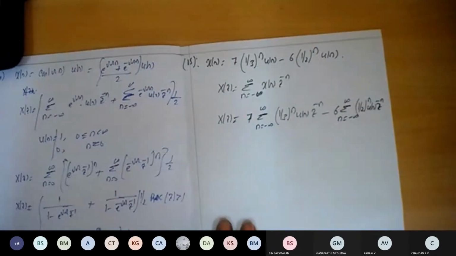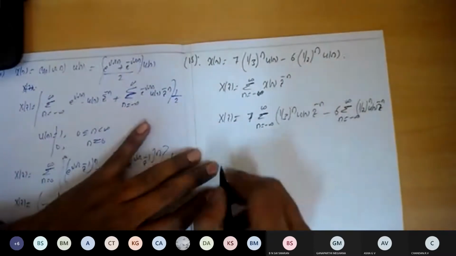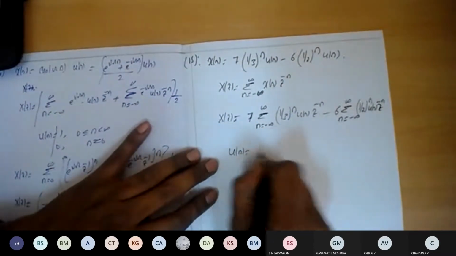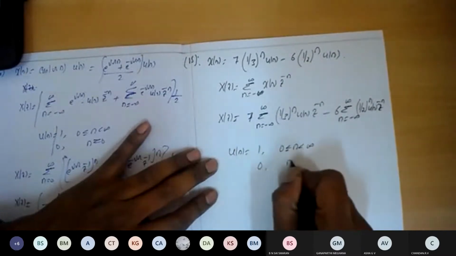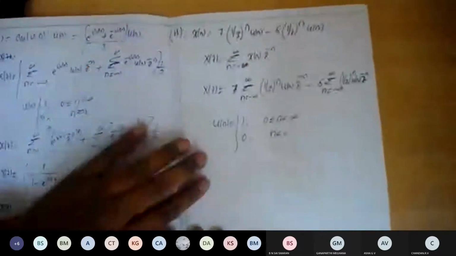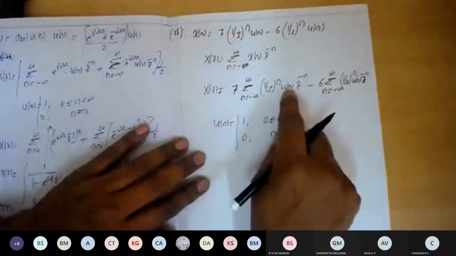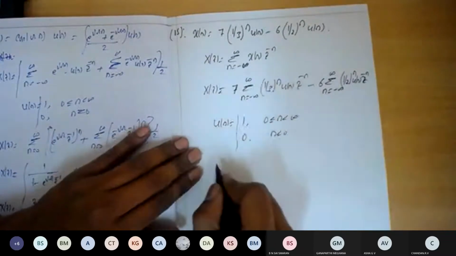Now what we can do is substitute for the u of n. We know that u of n is equal to 1 for 0 less than or equal to n less than infinity, and 0 for n less than 0. So this is the value for u of n. In place of u of n, I'm going to substitute 1 and change the limits of the summation to 0 to infinity.